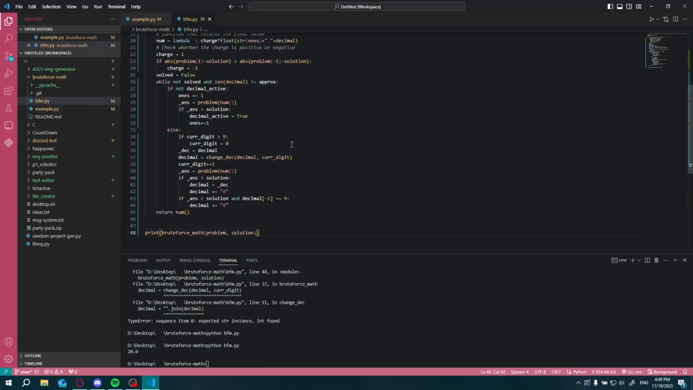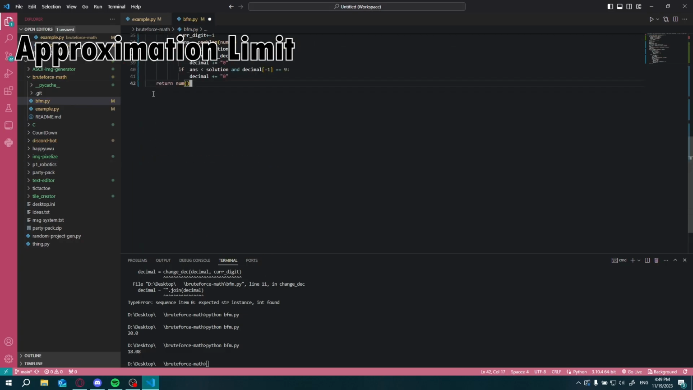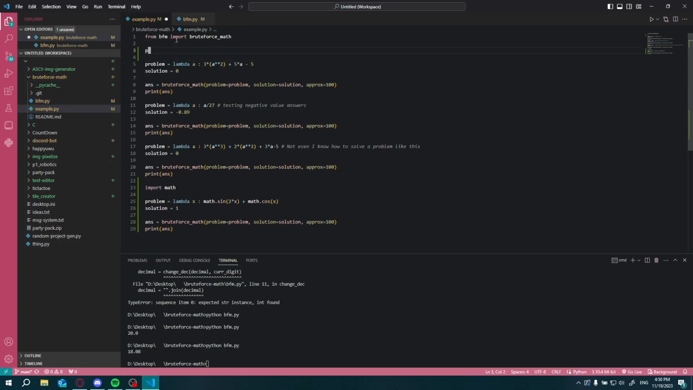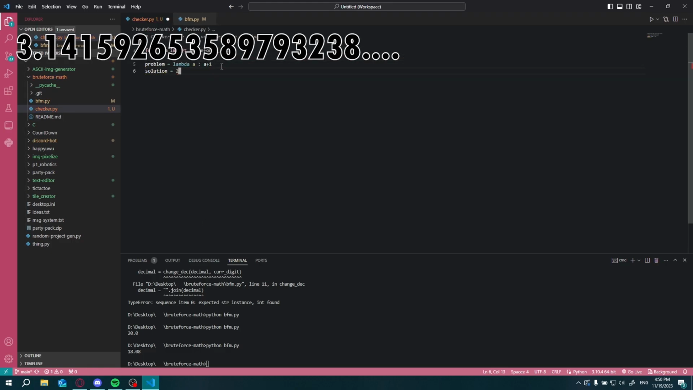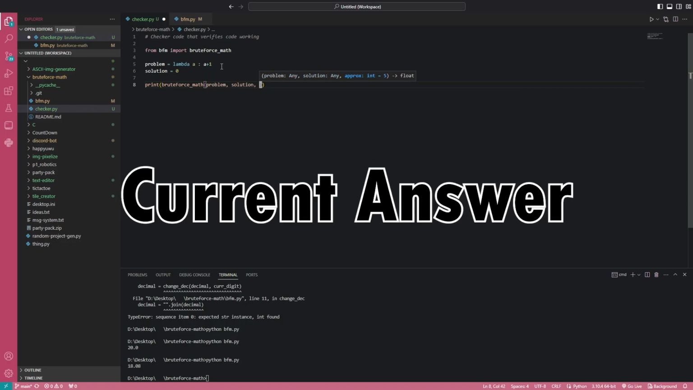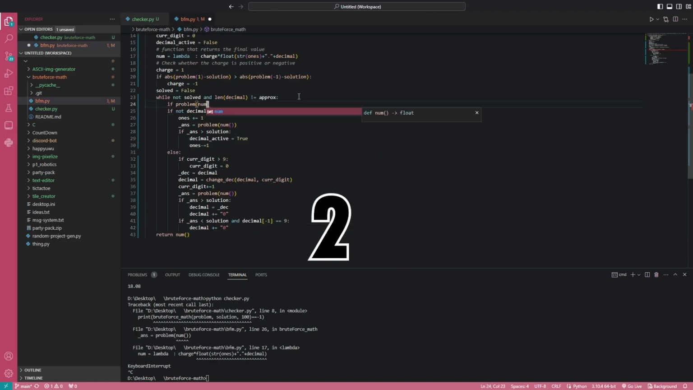Then the code would go until it was able to solve the problem or until the approximation limit was reached, which just means the code would not run forever if the final number was like pi or something like that. I would just check if the current answer was bigger than the hoped for solution, and then I would change by 1 decimal point.